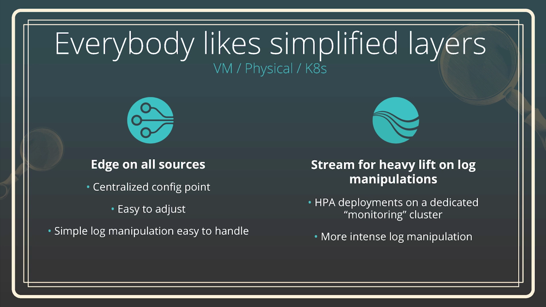So another thing we enacted for Stream was HPAs for the dedicated monitoring cluster for all the heavy lifting. So in times of heavy load, our instances can scale up. And then, as that load drops down, they'll scale down to save us some money.